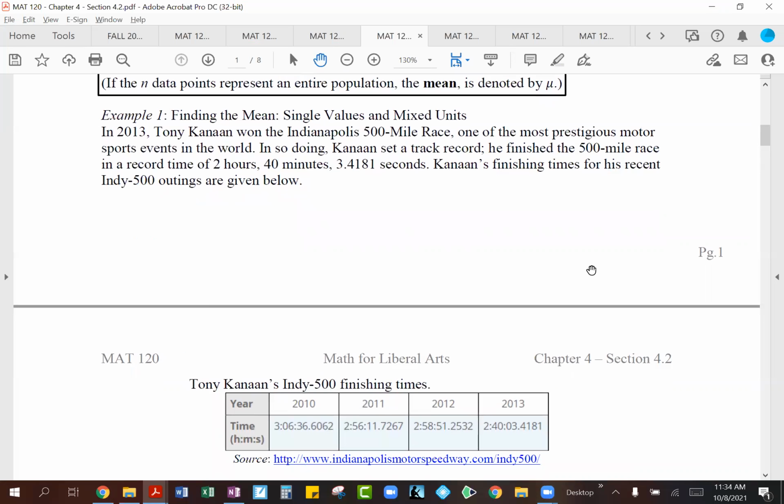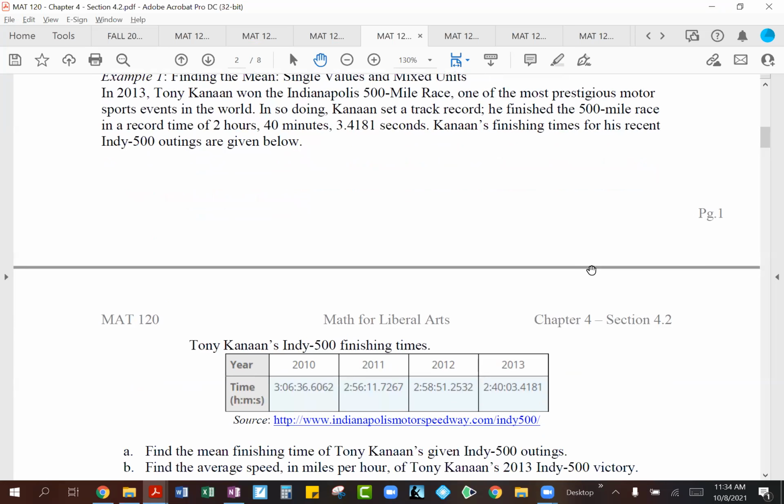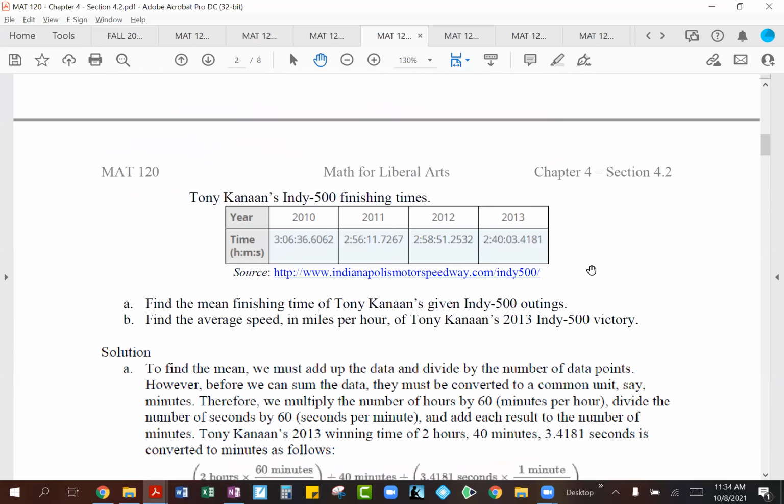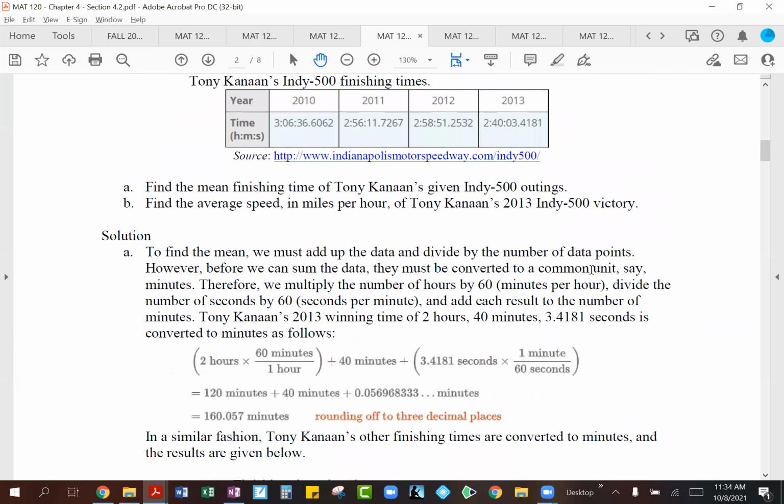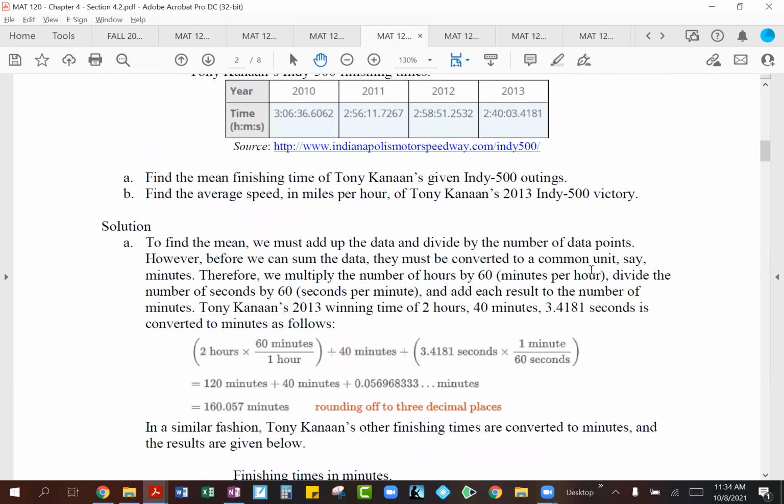He finished the 50-mile race in a record time of 2 hours, 40 minutes, and 3.4181 seconds. And then they have his finishing times over 4 different years over here, so you can see what those times are. Now, to find his mean finishing time, since you're given the time in hours, minutes, and seconds, you actually have to convert your time before you can even start adding them.